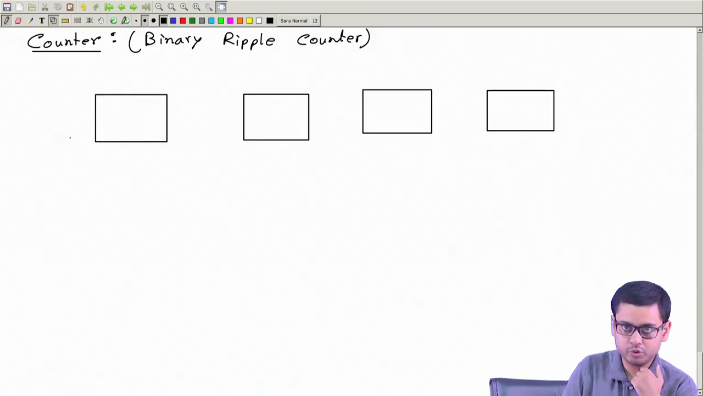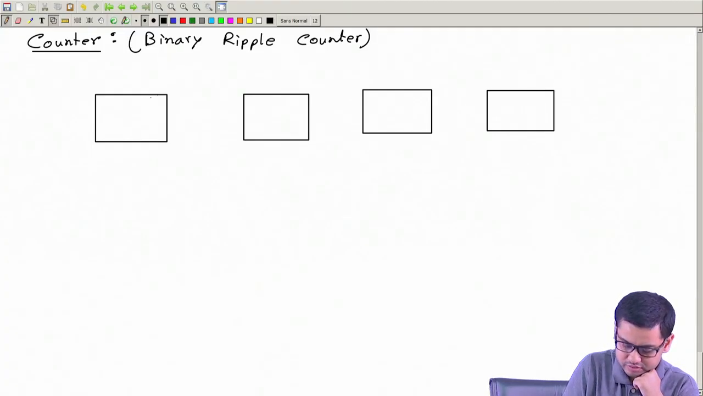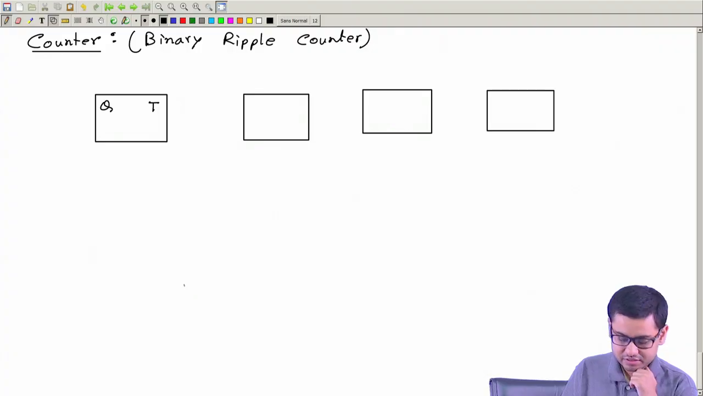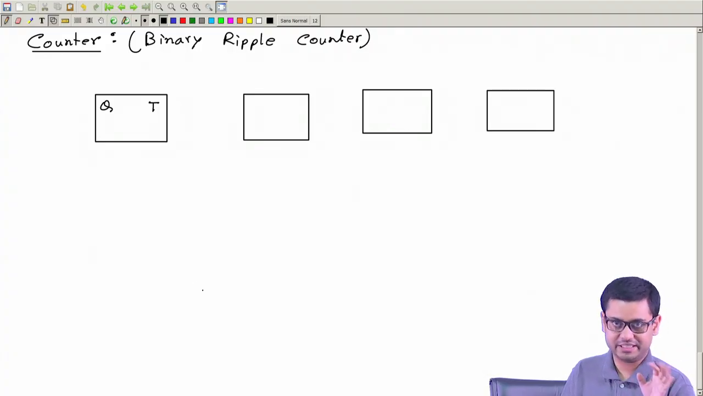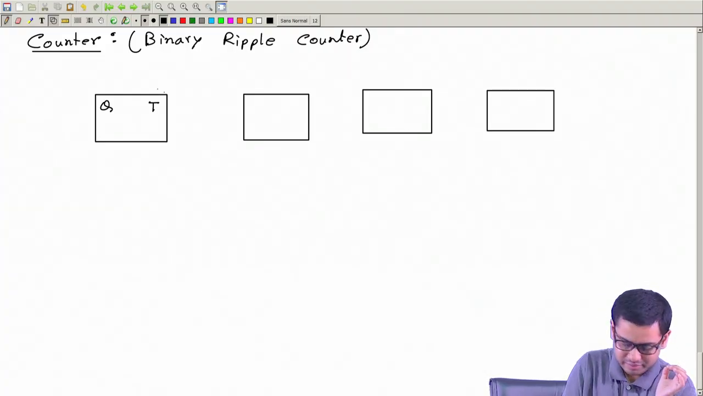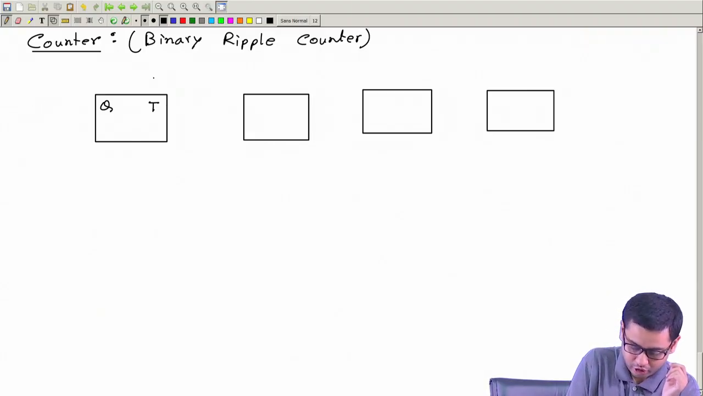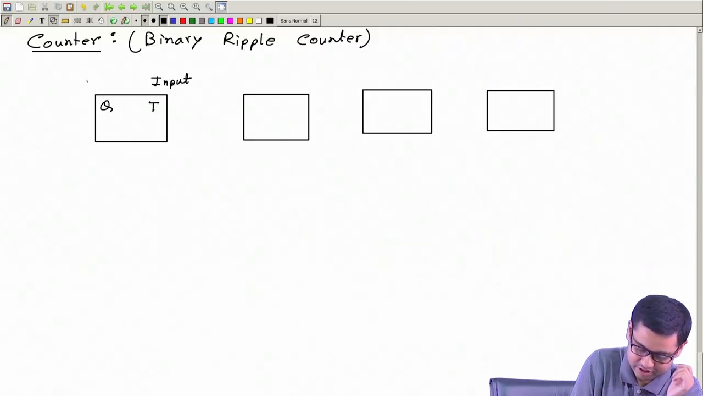So they will have input and output. Let me draw the input on the right side and the output on the left side. Okay, I'm doing it on purpose. There is a small reason, and there is no harm in drawing the input on the right side and output on the left side. Although in general we do it opposite, but here I am doing it on purpose.